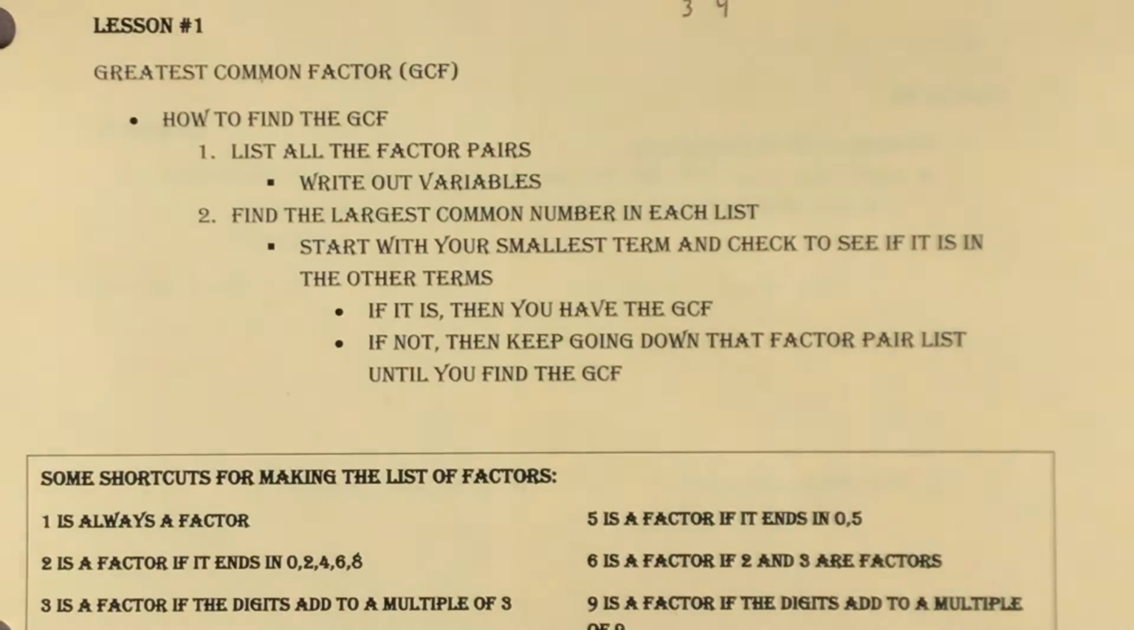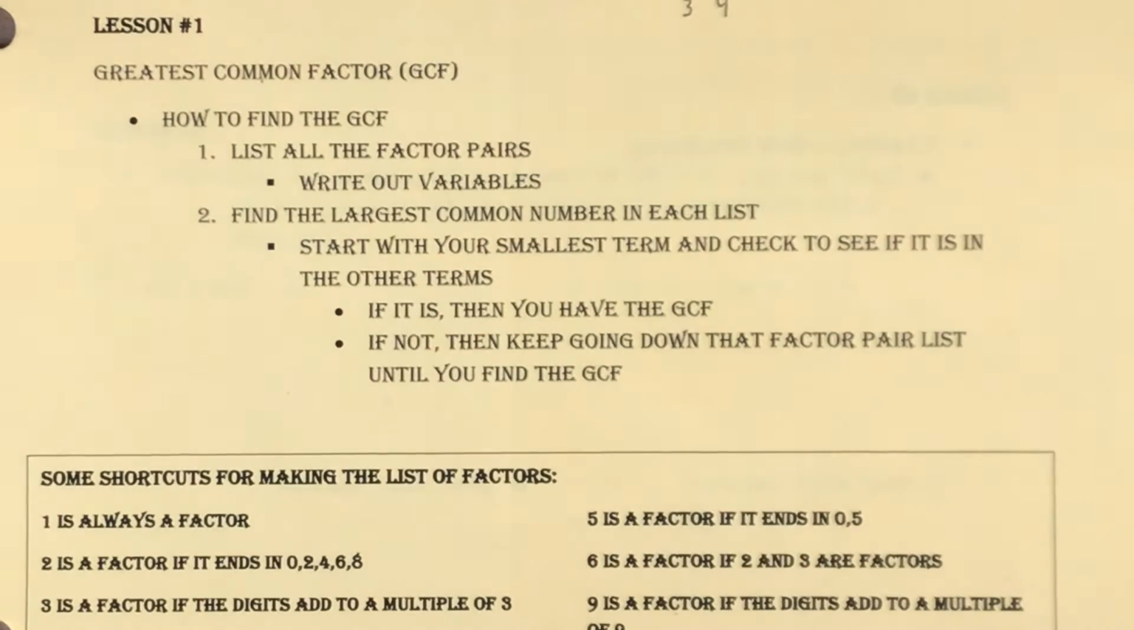So we are on to lesson number 1 in chapter 6, all about factoring. And we're going to talk specifically about how to find the greatest common factor, the GCF. So how do we find the greatest common factor of a list of terms that they've given us?